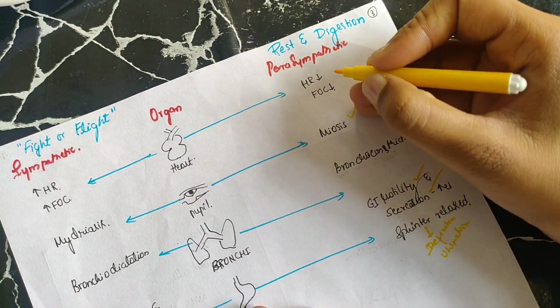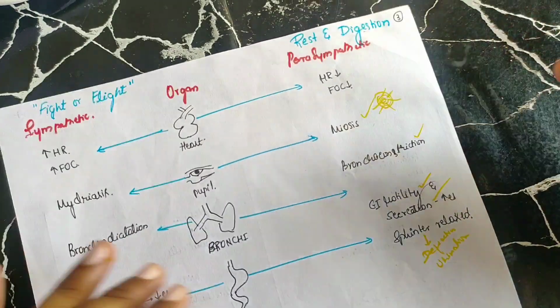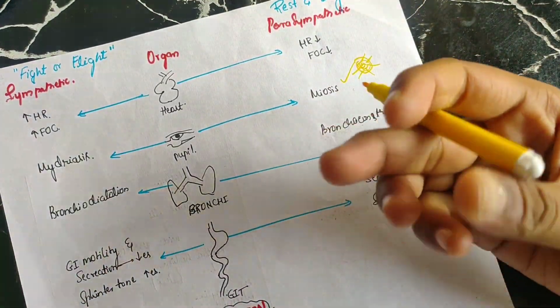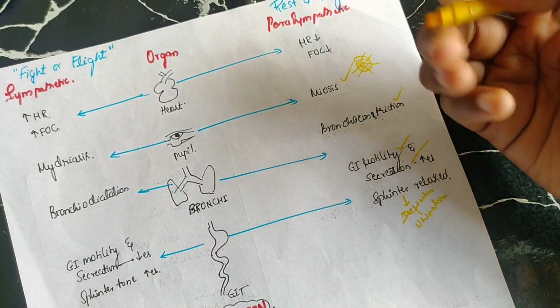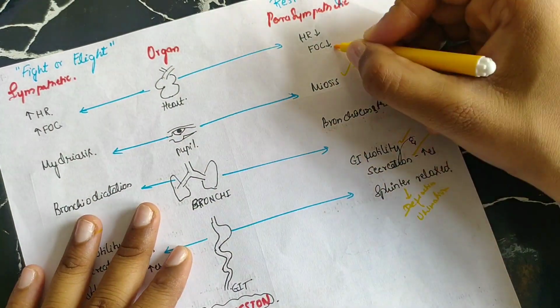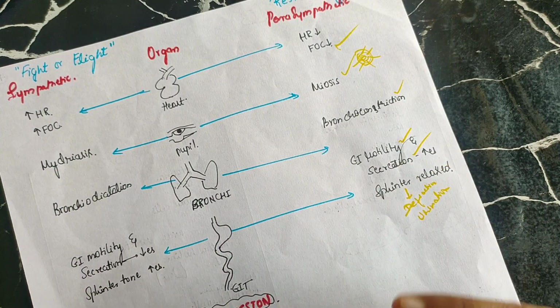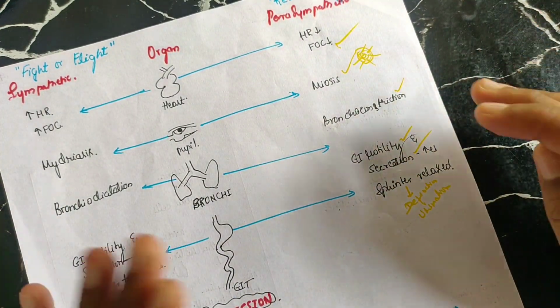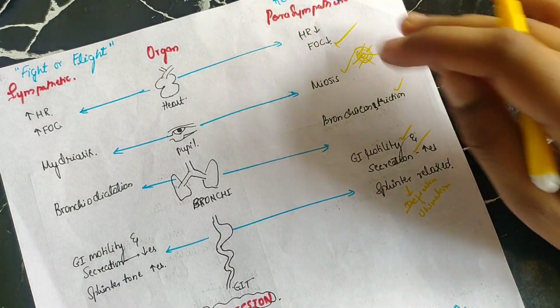Parasympathetic means you are calm, so heart rate will be less. Force of contraction of heart muscles, that is atrial contraction and ventricular contraction, will also be less. I think by listening to this, you already remembered everything, because I told it like a story, and then you imagined a situation where you come across all this, so you remembered everything.